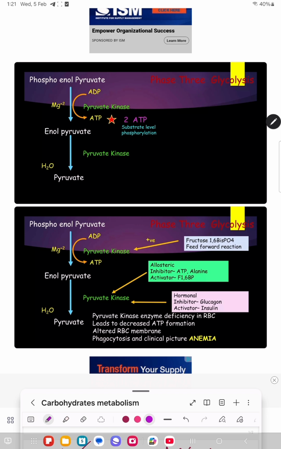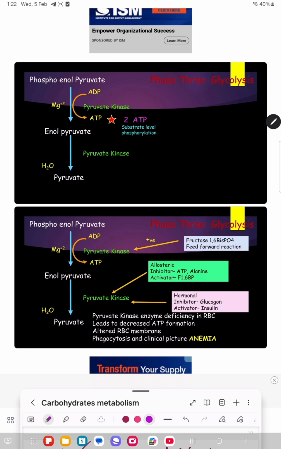You can see the positive regulator is fructose 1,6-bisphosphate. Allosteric inhibition, if you see here, is by ATP and alanine, and these are the inhibitors, and the activator will be F1,6-bisphosphate. The hormonal inhibitor is glucagon, and the activator will be insulin.